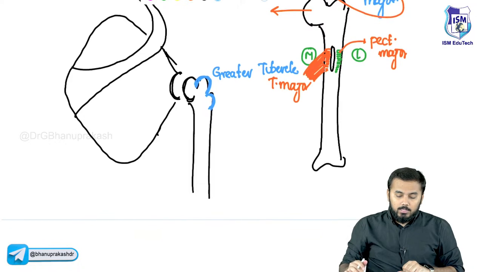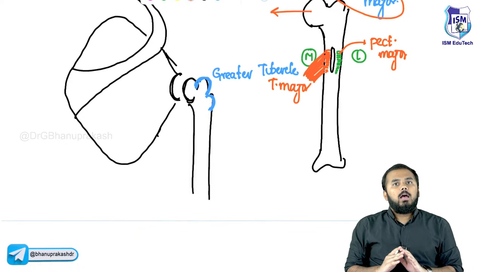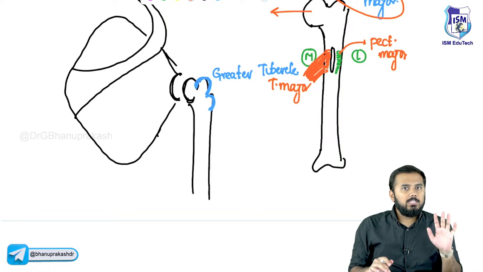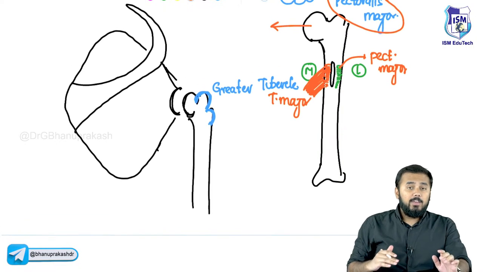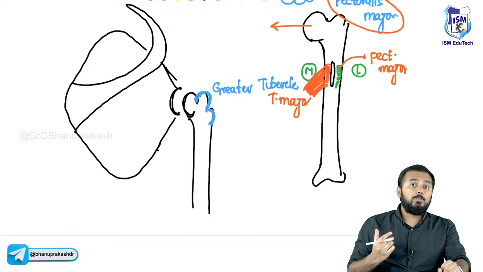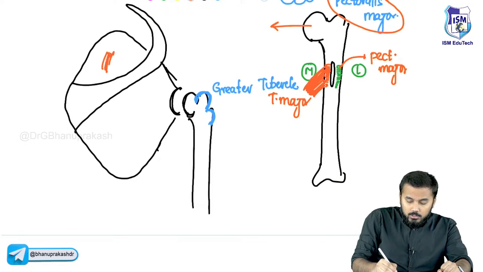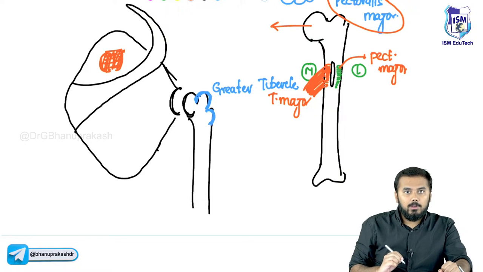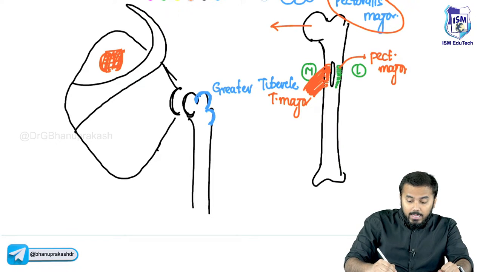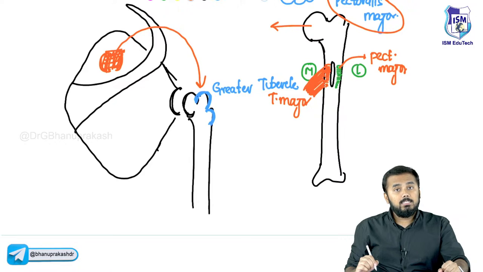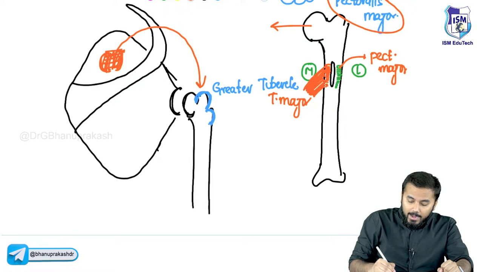If you look here, I told you there are muscles like supraspinatus, infraspinatus, if you remember. Where is supraspinatus originating from? Supraspinatus is originating above the spine of the scapula, here, like this. And where is it inserting? It is inserting to the greater tubercle. And what is the muscle that is coming from the bottom here?